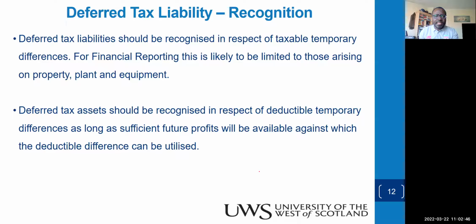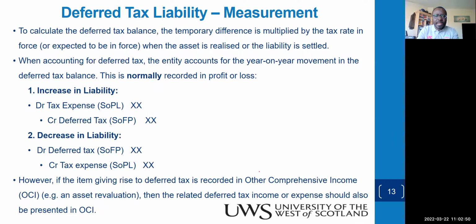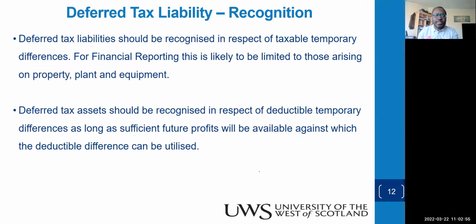Then we'll continue in the next session looking at how to recognize deferred tax. Possibly we can just look at that, and then when we come back, we'll look at the measurement. In terms of recognition, deferred tax liabilities should always be recognized in respect of the taxable differences. For financial reporting, it is very key, likely to be limited to only those arising on PPE, on non-current assets, usually, where we have the tax allowances granted to us by the tax authorities.